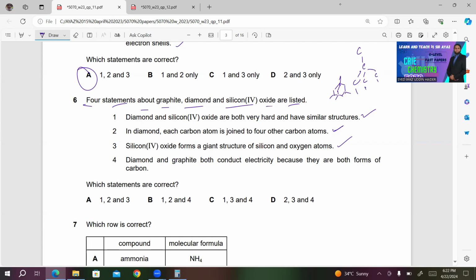Number 4, diamond and graphite both conduct electricity because they are both forms of carbon. This is incorrect. The reason is that only graphite conducts electricity. Diamond does not conduct electricity. So only 1, 2, and 3 are correct. So A must be the right answer for number 6.